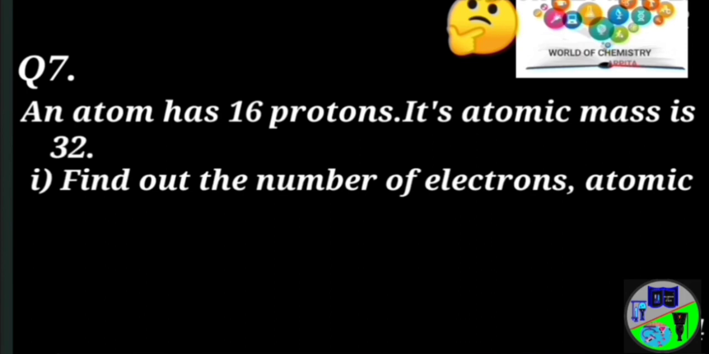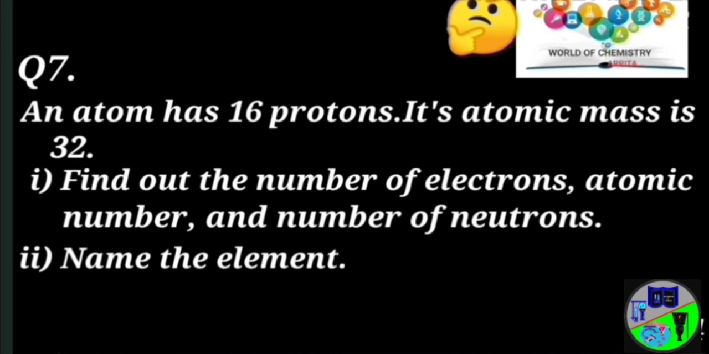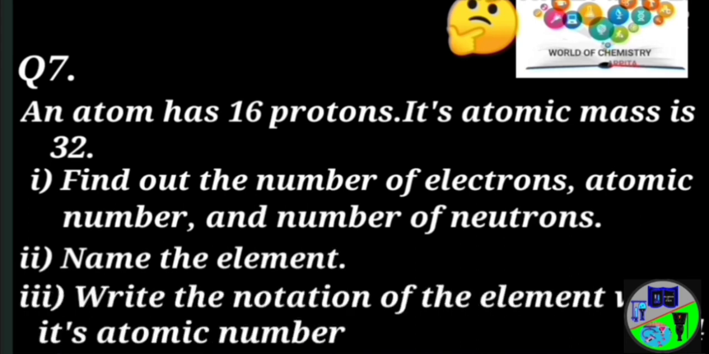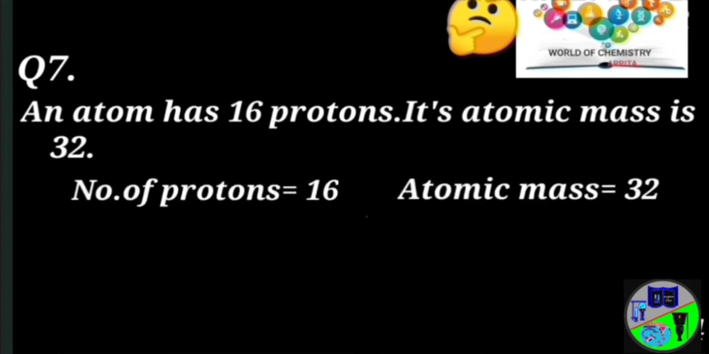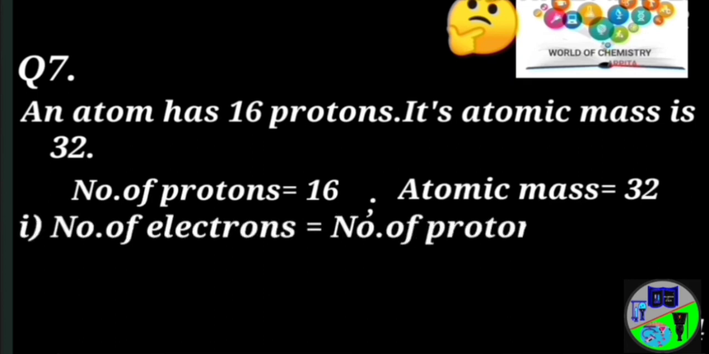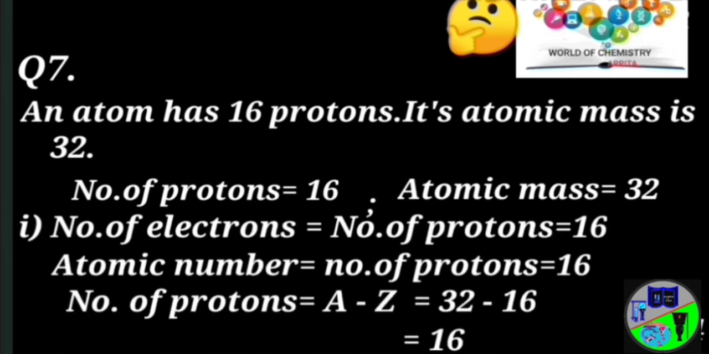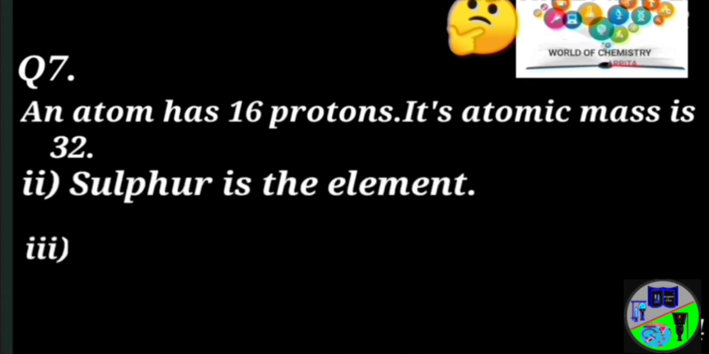Next question. An atom has 16 protons, its atomic mass is 32. Find out the number of electrons, atomic number and number of neutrons present. Name the element and write the notation of the element with its atomic number and mass number. Number of protons is 16 and atomic mass is 32. So number of electrons will be 16, atomic number will be 16 and neutrons will be A minus Z, that is 16. Name of the element is sulfur and its notation is S, with mass number 32 and atomic number 16.